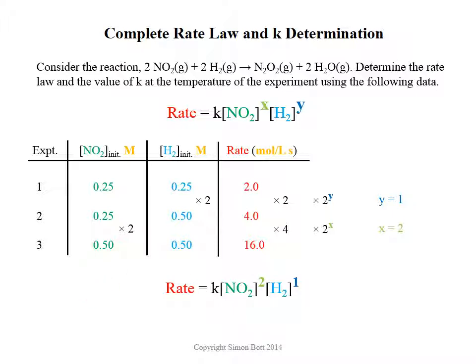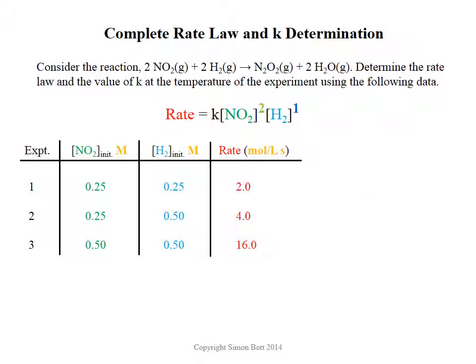And ordinarily, that would be it. We determine the rate law. But this one here, it said, I want k as well. Well, how do we do that? Here we are. We know the rate law, and here are our data that we obtained. And notice that in experiment 1, we know the rate. We know the concentration of NO2, we know the concentration of H2. So all we got to do is plug them in. Plug it in, 2 equals k times 0.25 squared times 0.25 to the 1. k equals 128. And that, in theory, is all you actually need to do.